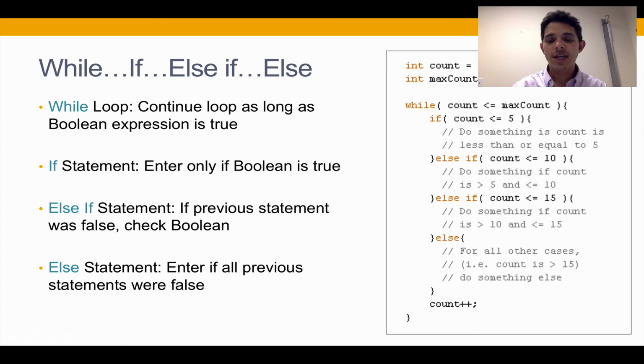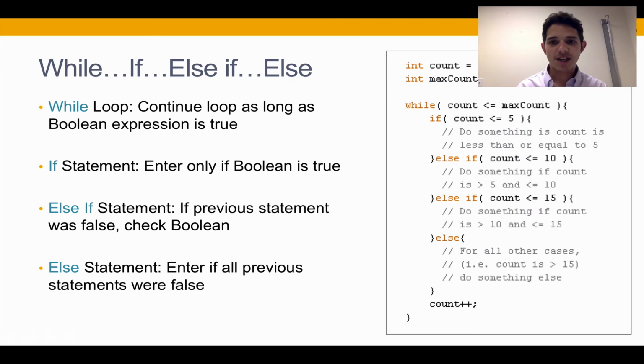So for example, we have this variable count, and we will continue to execute the statements in count, provided that the variable count is less than or equal to max count. So this is how a while loop works. It is different than a for loop. Occasionally you can use one or the other. It's really up to you to figure out which is best for your situation.